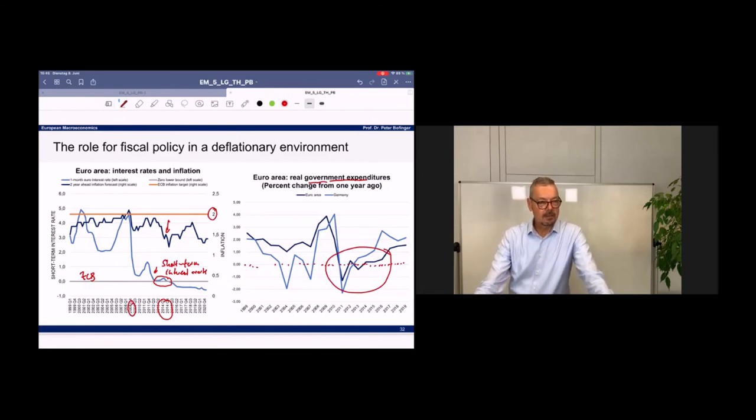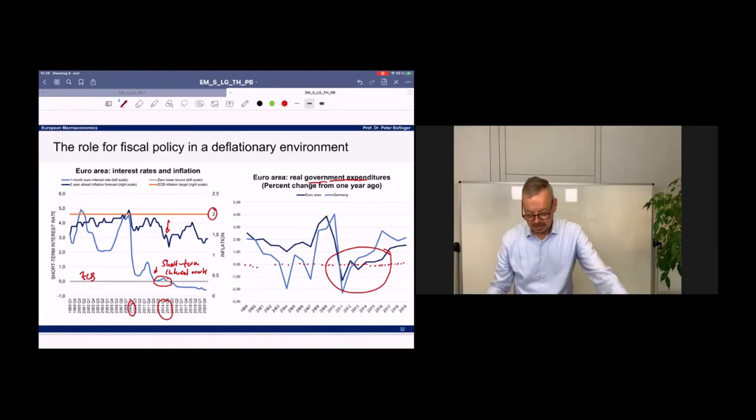So the government did not contribute to economic growth. It was a brake on economic growth, because in the euro area, government expenditures are close to, I would say, 45% of GDP. And so if 45% of the GDP, which is under the control of the government, is more or less stagnant, it's not surprising that you do not have very much growth.